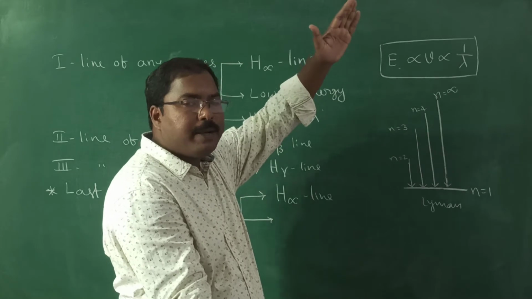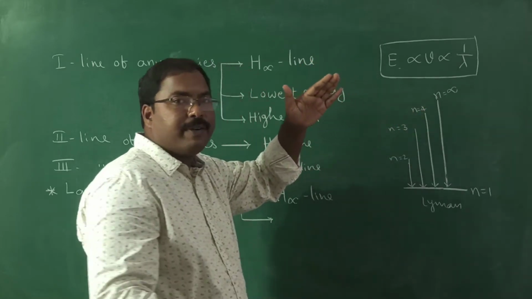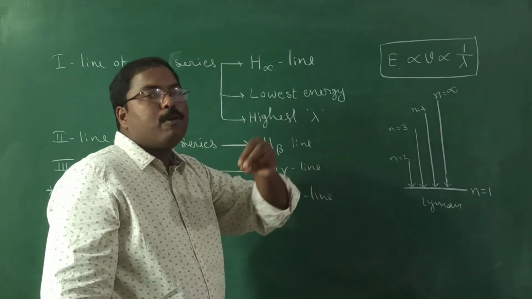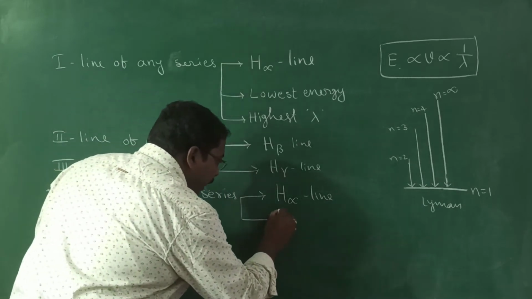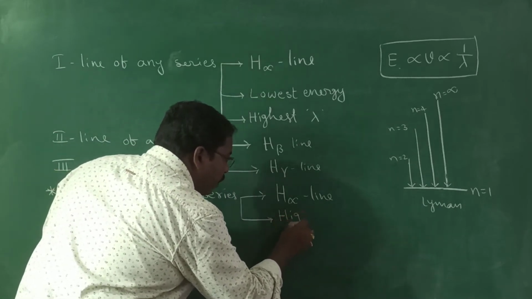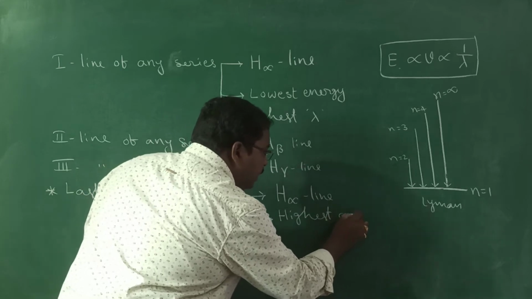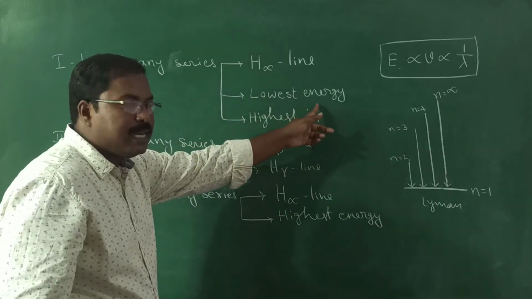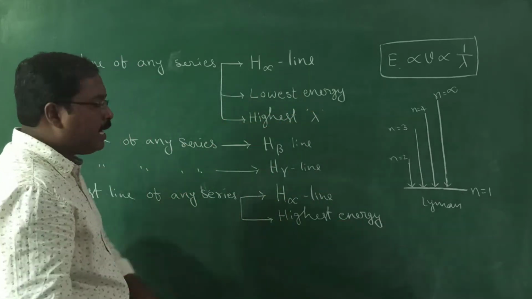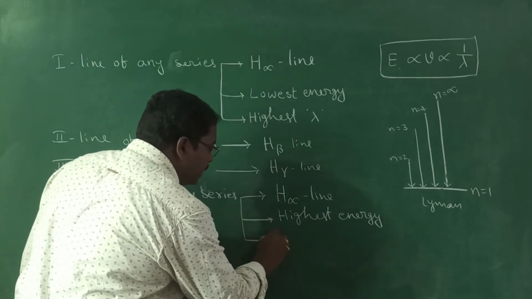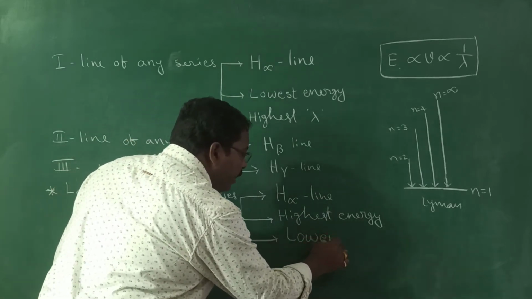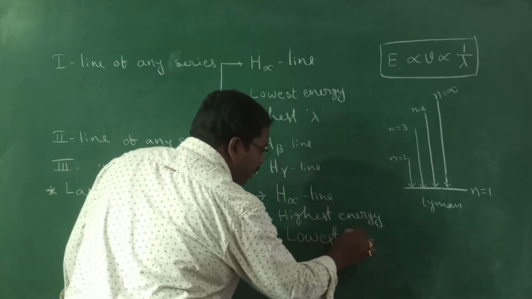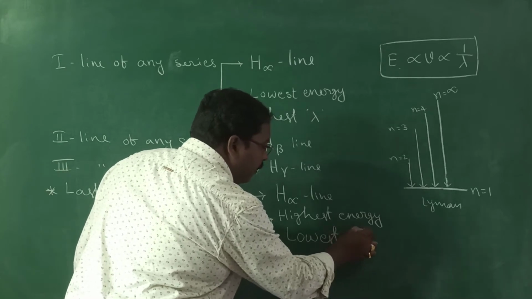So, large gap between the orbits, large energy difference. So, this transition requires or releases very high amount of energy. So, that is why the last line of any series will have highest energy transition. Okay. The first line is lowest energy line. The last line is highest energy line. When energy is highest, automatically wavelength is low. So the H infinity line is also known as lowest wavelength line.